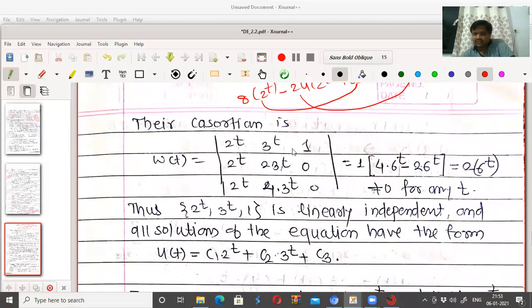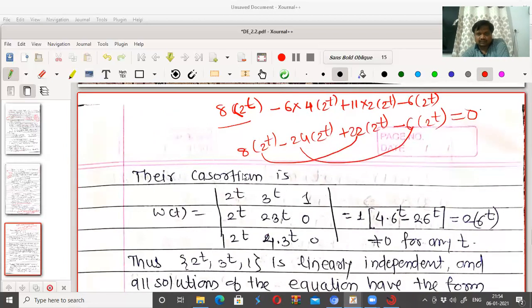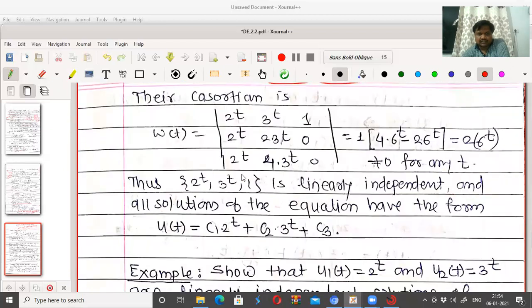Now if we find the Casoratian of these three, 2 to the power t, 3 to the power t, 1; 2 to the power t, 2 into 3 to the power t, 0; 2 to the power t, 4 into 3 to the power t, and 0, isn't it? So what is the Casoratian actually? Here it is u(t+1), or delta u(t). We know that delta of a to the power t is what? It is (a minus 1) into a to the power t. This is the delta.